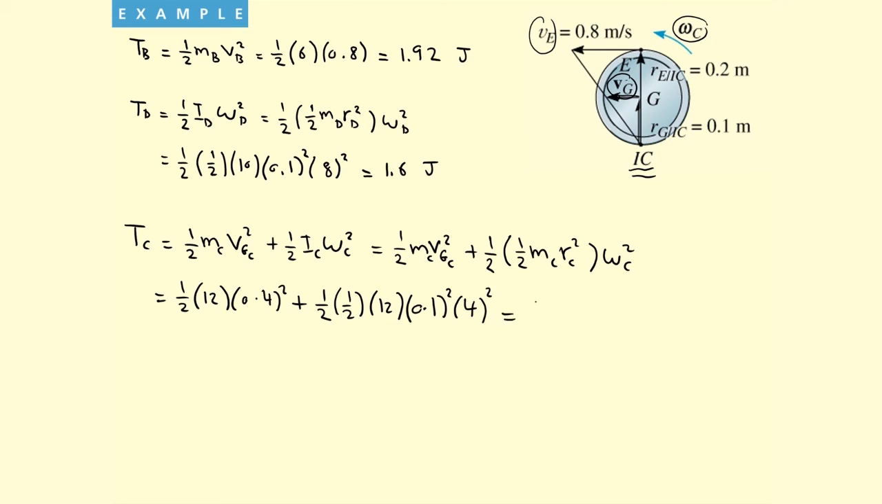And this will give me 1.44 joules. Finally, the kinetic energy will equal T_B plus T for the disk plus T for the cylinder. And if you add all of these, you get the final answer, 4.96 joules. So when we start solving problems for the principle of work and energy or conservation of energy, always compute these kinetic energies separately, and then at the end you just add them all together.